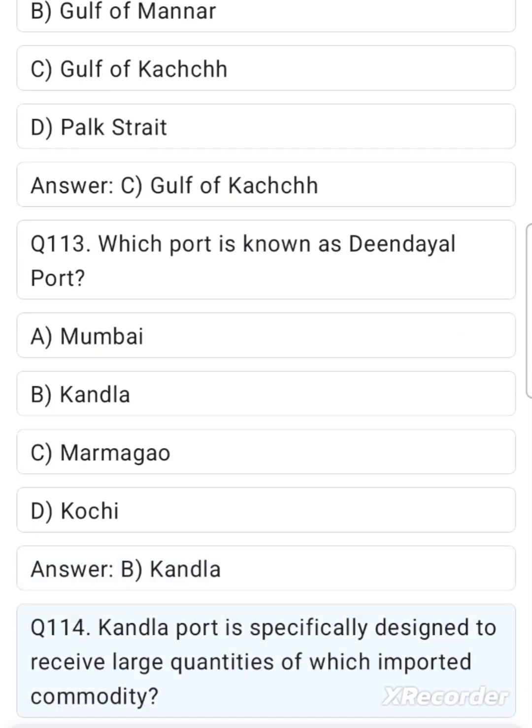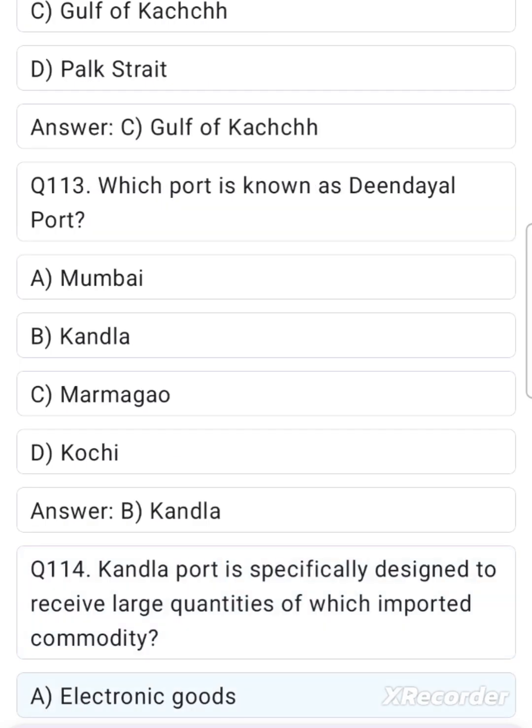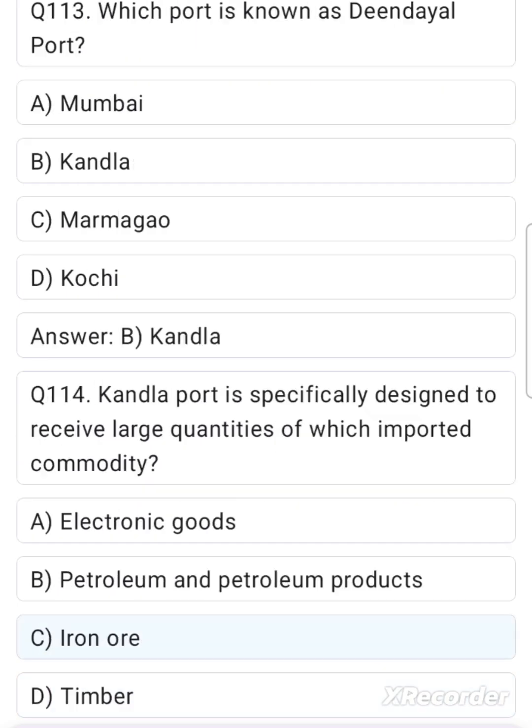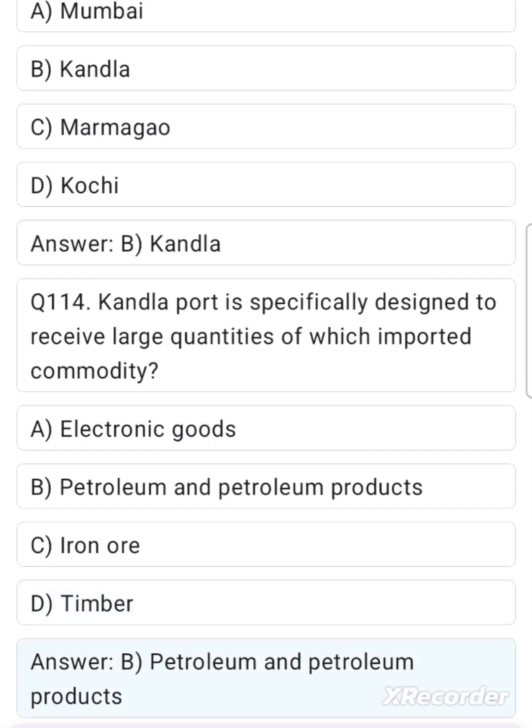Q114. Kandla port is specifically designed to receive large quantities of which imported commodity? A. Electronic goods. B. Petroleum and petroleum products. C. Iron ore. D. Timber. Answer B. Petroleum and petroleum products.